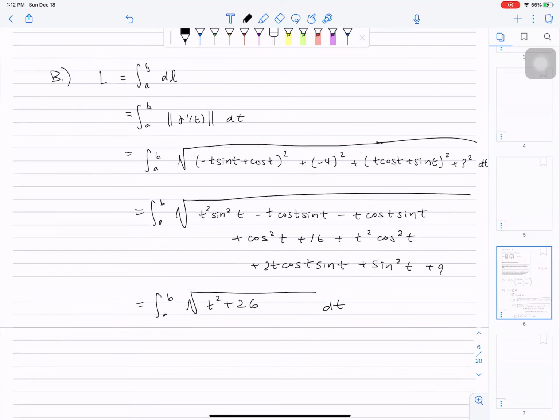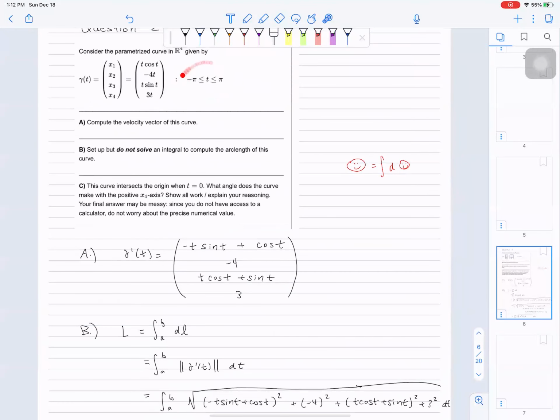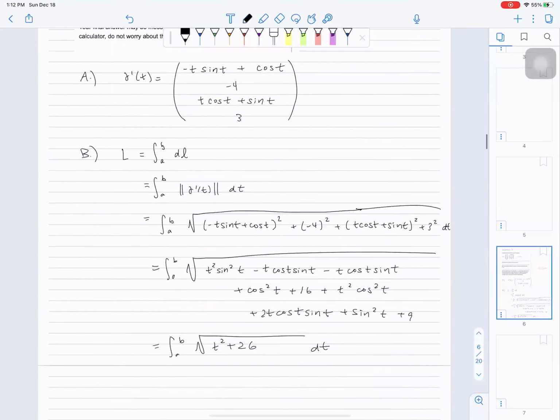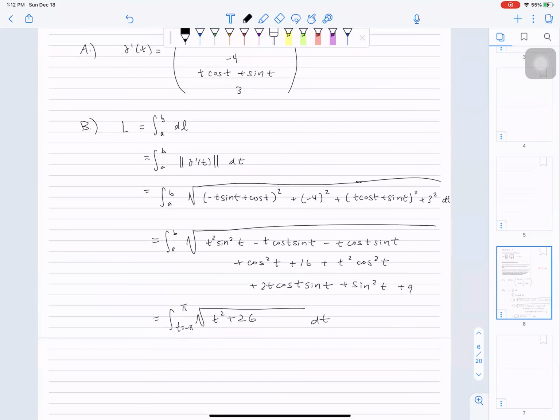But what are our bounds going to be for my integral? Well, they give me my bounds, so that's nice of them. t goes from negative pi to pi. So I have t going from negative pi to pi. And that's how you find the arc length. And they said don't solve it, but that's enough.